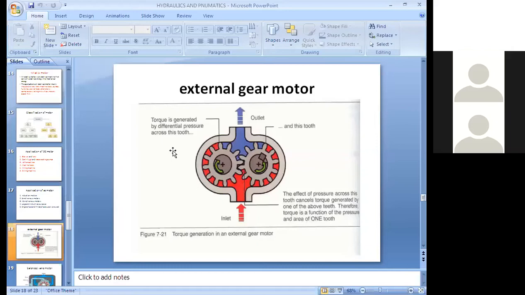We pass the high pressure oil in through the inlet, and it hits the center point where both gears mesh with each other, because the oil is at high pressure. So what will happen here: according to the pressure of that fluid, the gears start rotating in that direction only.